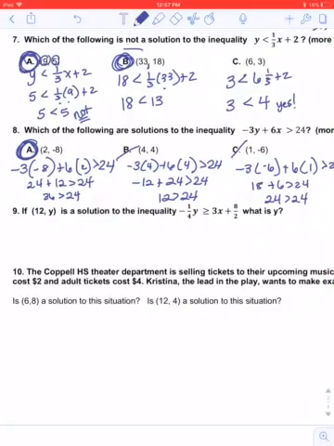All right, so now number 9 is a little bit different. It says if 12y is a solution to the inequality, -1/4 y is greater than or equal to 3x plus 8 over 2, what is y? Well, basically, they're giving you an x, so we need to go plug that in. So I'm going to leave everything alone, but when I get to the x, I'm going to go ahead and put in the 12 they just gave me.